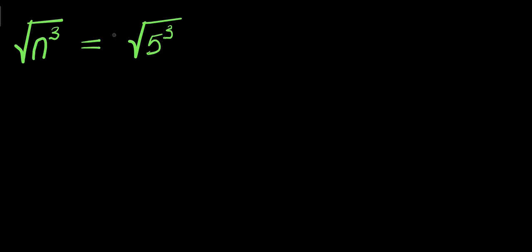Hello, how to solve this radical problem? This is square root of n power 3, and this equals square root of 5 power 3. Now we are solving for the values of n that satisfy this equation. If you have square root of a, this equals a power 1 over 2.